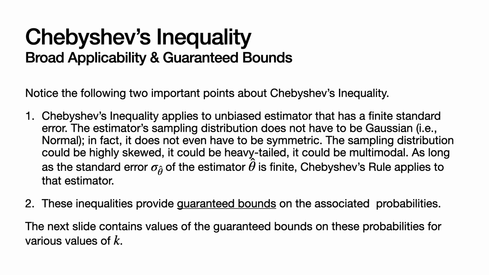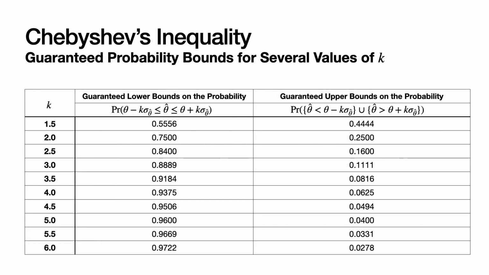The second point, these inequalities provide guaranteed bounds on the associated probabilities. The next slide contains values of these guaranteed bounds on these probabilities for various values of k. In the first column, we have various values of k, and notice that we have k values greater than 1, which is required for the application of Chebyshev's inequality.